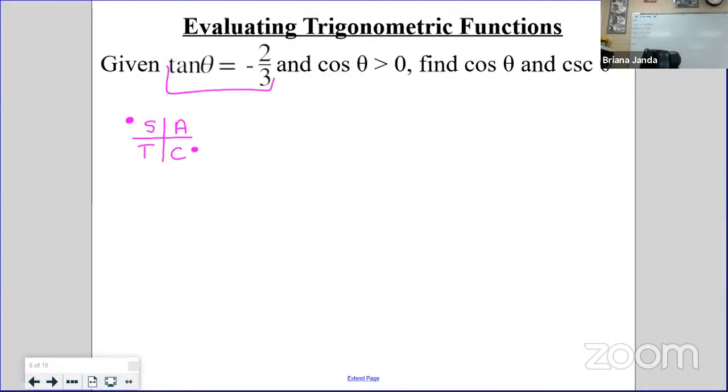But that again is just tangent is negative. Cosine being positive, all things are positive in quadrant 1. Cosine is positive in quadrant 4, and I find my overlap. Both of those pieces of information can be true if I draw this into quadrant 4. And that's actually now what we are going to do. To find cosine of theta and cosecant of theta, I'm actually going to rely on our triangles. So I'm going to draw a triangle that goes into quadrant 4 because it worked for both pieces of information.